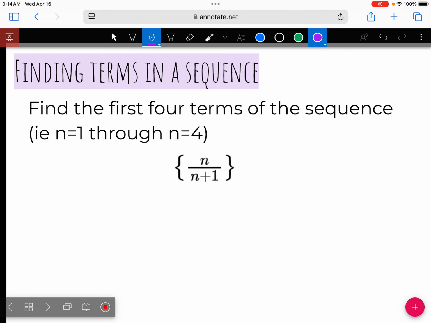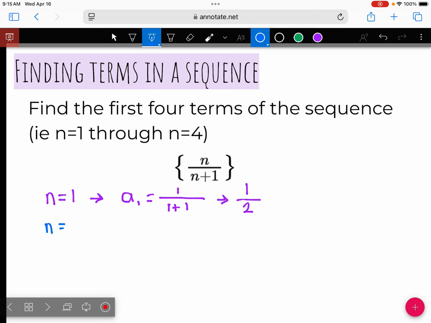So the first thing we're going to find is if n equals 1. That's going to give us a sub 1 because n is 1. So if we substitute that piece in, n is 1, n plus 1 is 1 plus 1. What is 1 over 1 plus 1? 1 over 2, 1/2. So our first term, a sub 1, is 1/2.